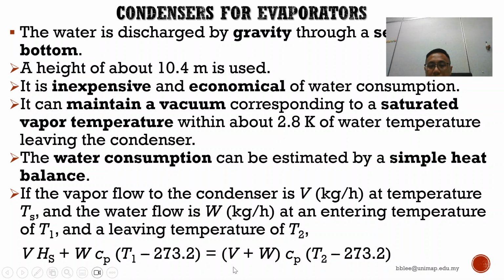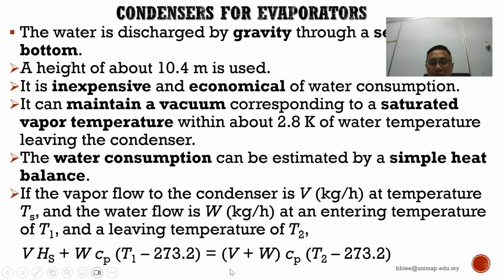So we can rearrange the equation to become like this. Is it correct? T2, T1. Oh, T2. This is T2. This is the entering temperature, and this is the leaving temperature. The V of the uncondensable times the water Cp, T2 minus, what is the T2? The leaving temperature.